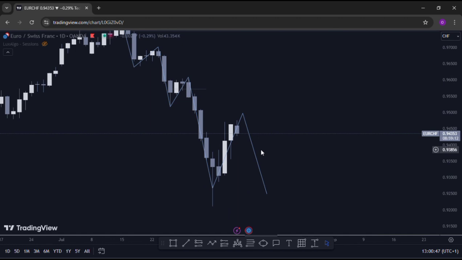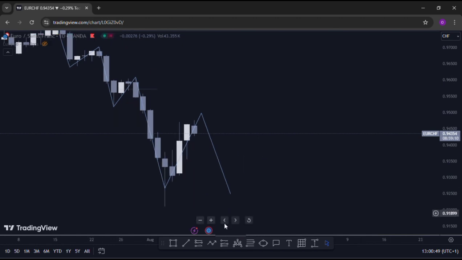In all honesty, the trade idea is still valid. My entry was just off. And it happens like that sometimes. You have to just move on. You can't be dwelling on the past.